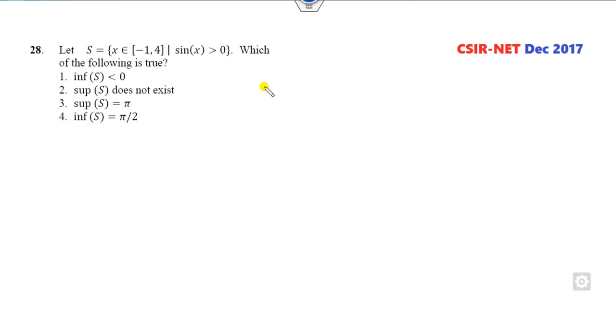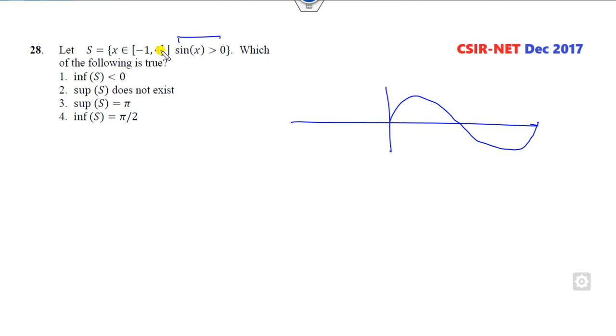Okay, now look at another one. Set S is there. You have to find the infimum and the supremum. They are talking about sin x. This is the value of sin x. This is my 0. It is from -1 to here. This is my minus pi, 0. This is my pi. So minus pi is my minus 3.14.